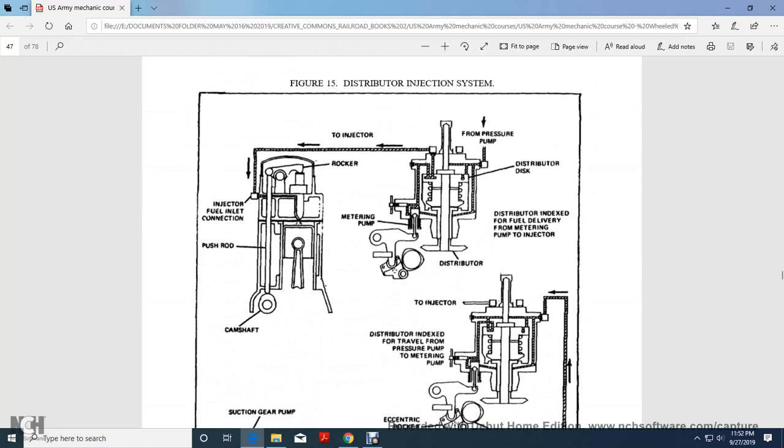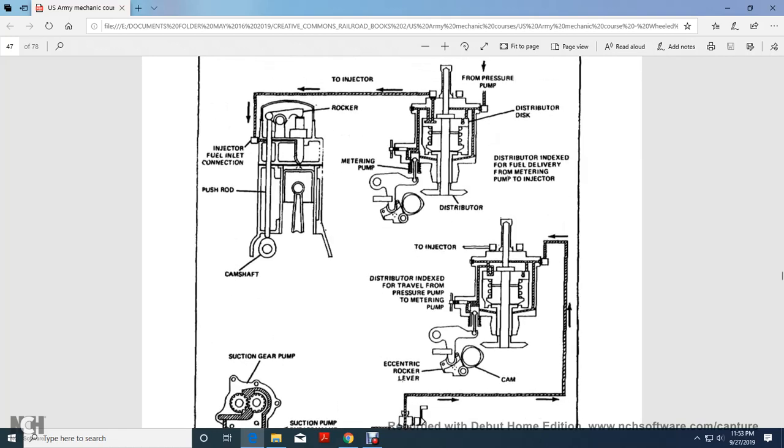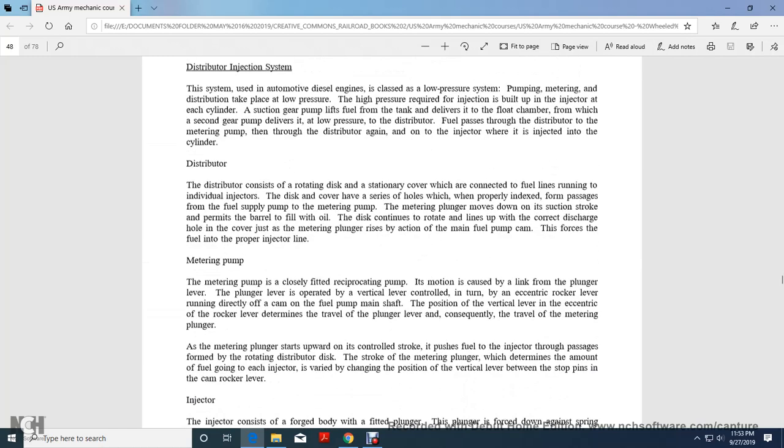This shows your camshaft with the push rod, with the fuel injection connection, the injector with the rod, with the metering of the distributor, with the distributor index, with the fuel delivery from the metering end to the injector, with the distributor rack, with the fuel from the pressure pump. Then it shows the section: gear suction pump with the bypass valve, with the low pressure chamber from the tank, the pressure gap to the injector, with the distributor index, with the travel of the pressure pump, with the metering pump with the eccentric rocker arm.